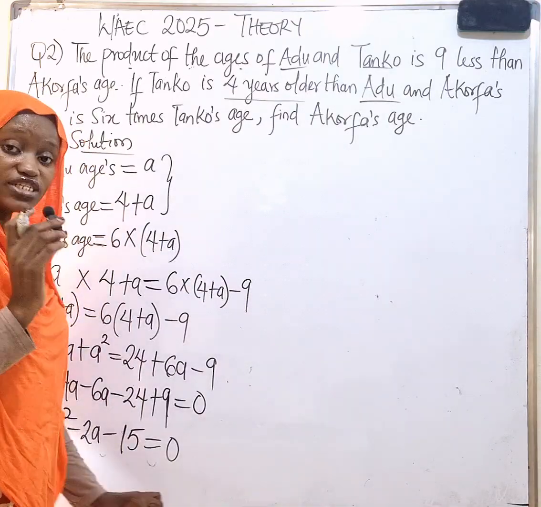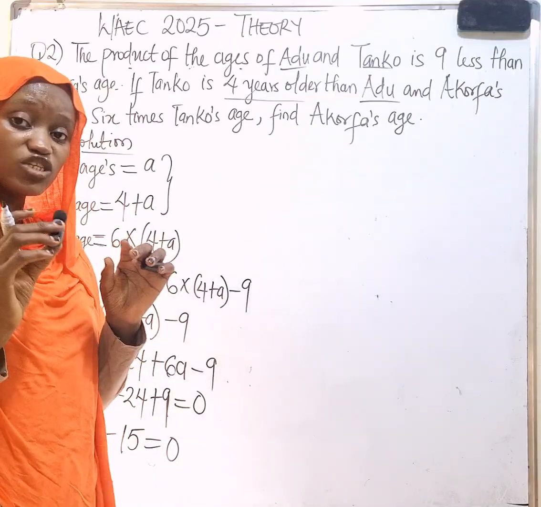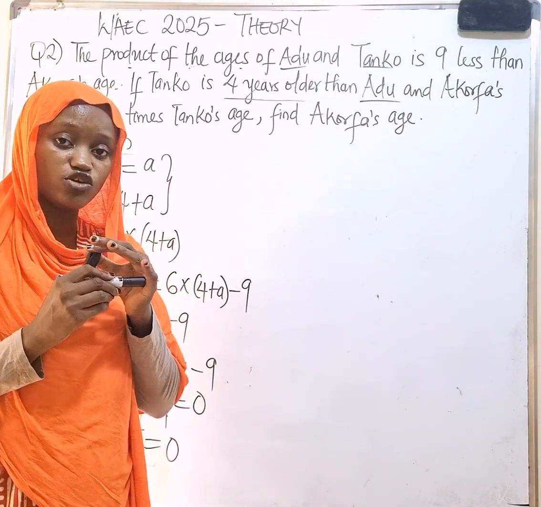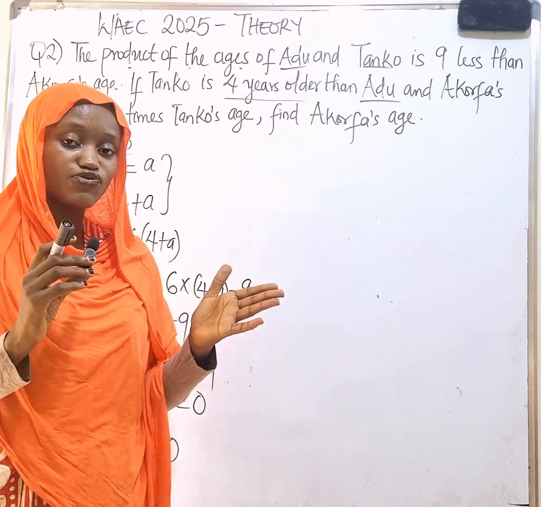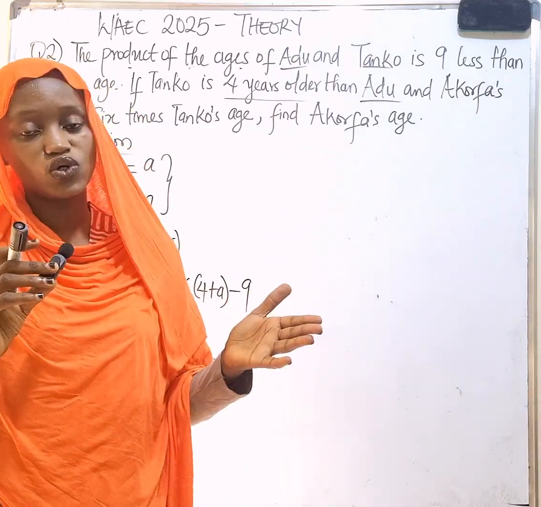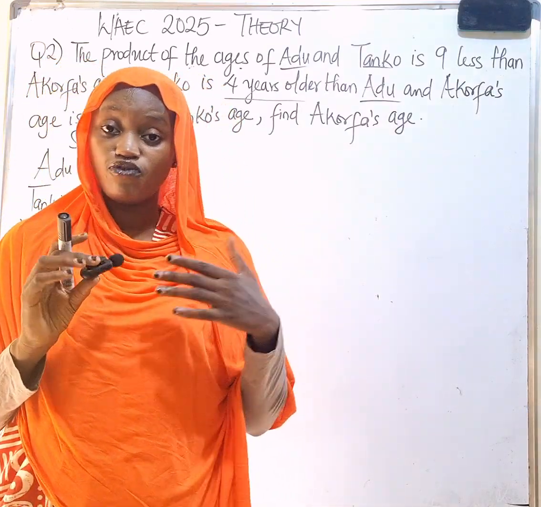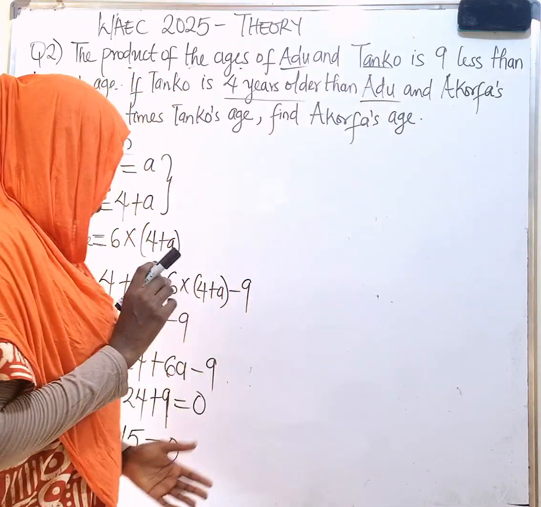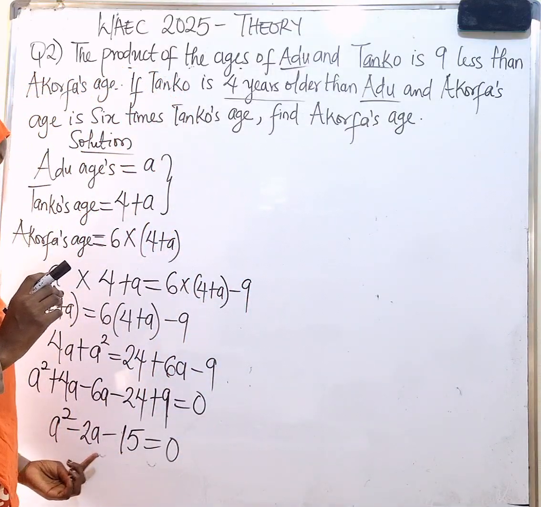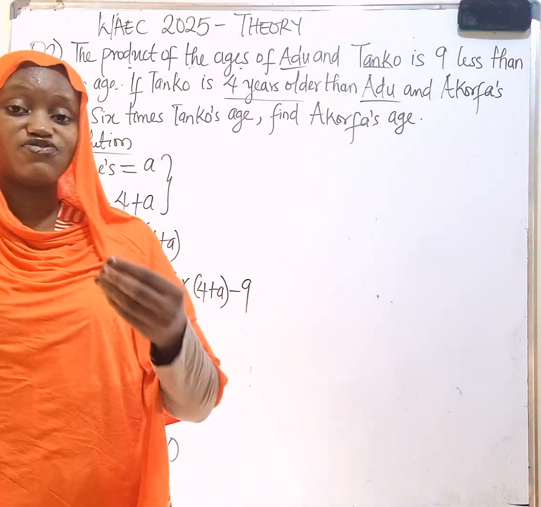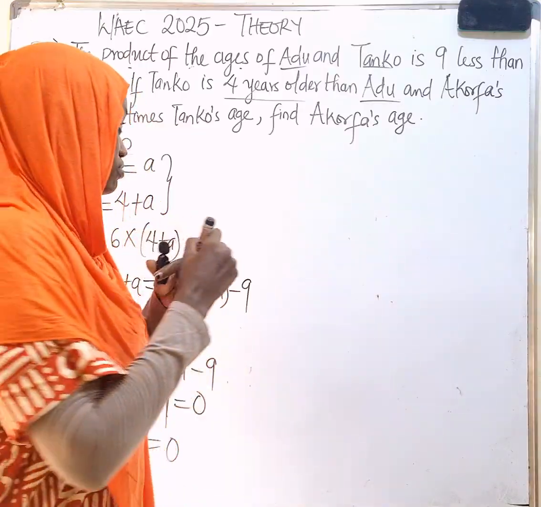Now, since this is a quadratic equation, we can use any method of our choice to get the value of A. We can decide to use the formula method, factorization method, completing the square method, or graphical method. For the purpose of this class, looking at this equation, A squared minus 2A minus 15 equals 0 is factorizable, so we can use the factorization method.